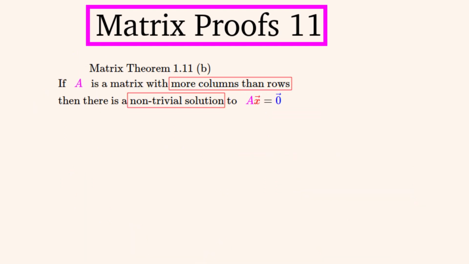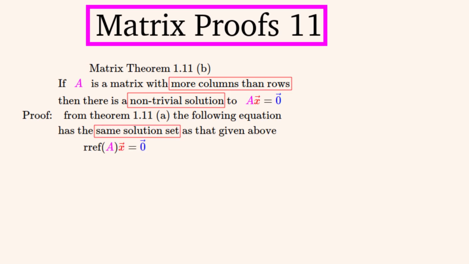So now to prove this main part of the theorem, part B, that if a matrix has more columns than rows, then there is a non-trivial solution to this equation, which means that there's a non-zero solution to this equation. So now to start the proof, we can already use part of this theorem that we've just proven to say that this equation has the same solution set as the above equation. So we can get the solution to the first equation by getting the reduced row echelon form of A, REF A, and substituting this in for A, and get the solution set of this second equation, which is easier to get.